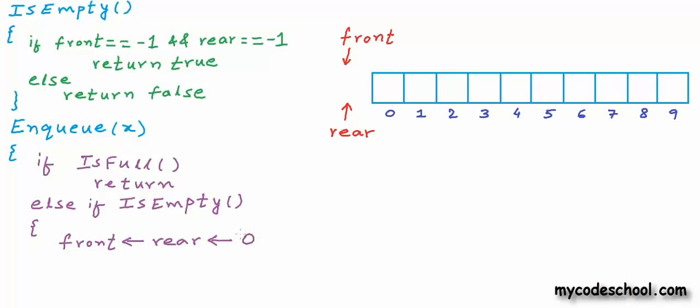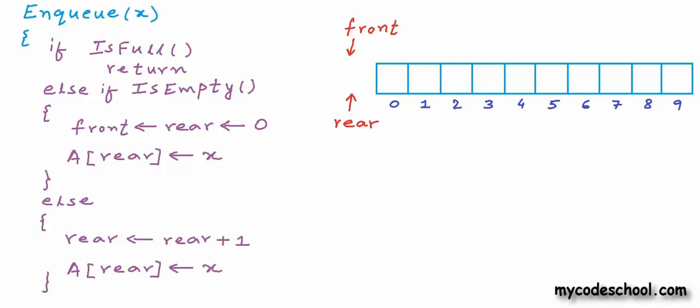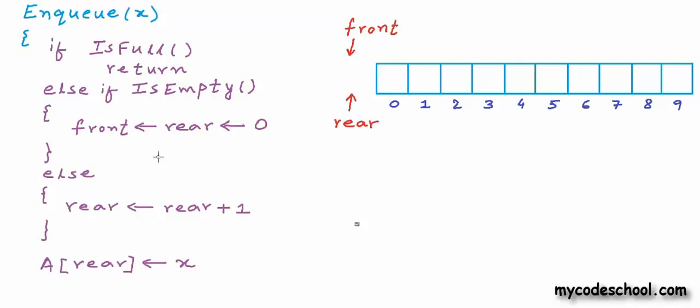Else, if the queue is empty, we can add a cell to the queue. We can add a cell at index 0 in the queue, and now we can set the value at index rear as x. In all other cases, we can first increment rear and then fill in value x at index rear. I can get this statement, A[rear] = x, outside these two conditional statements because it's common to them. So this is my enqueue function.